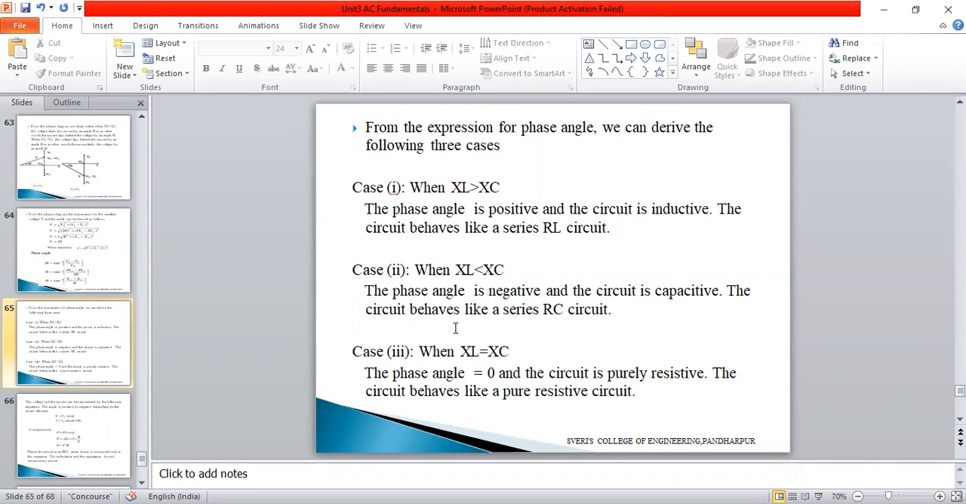Sorry, in case 2, the current I equal to Im sin omega t plus phi.